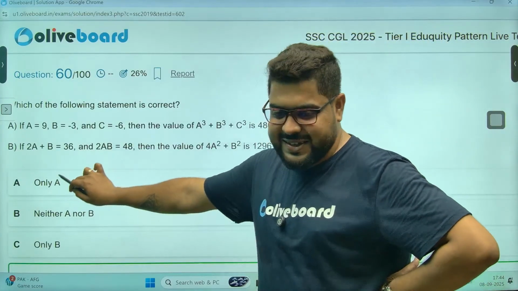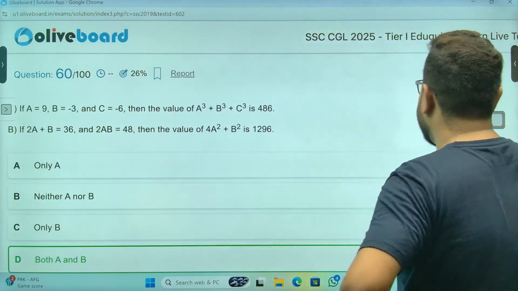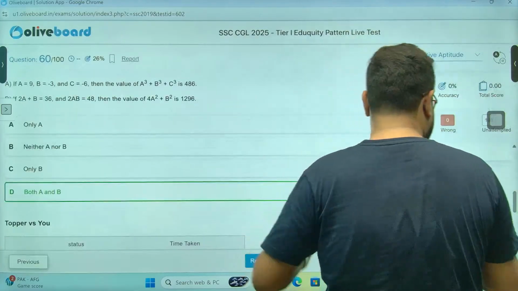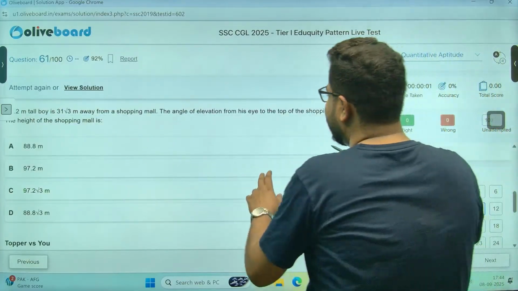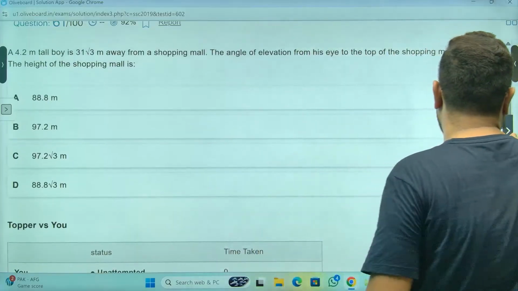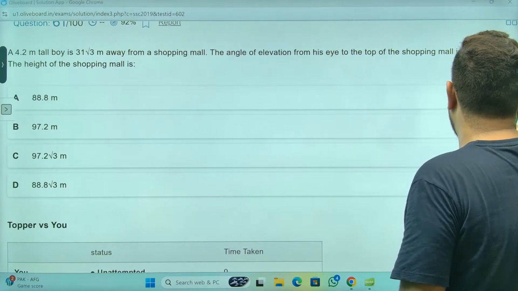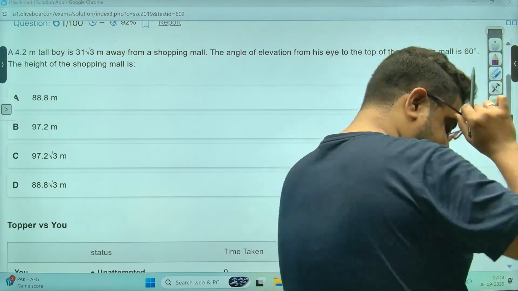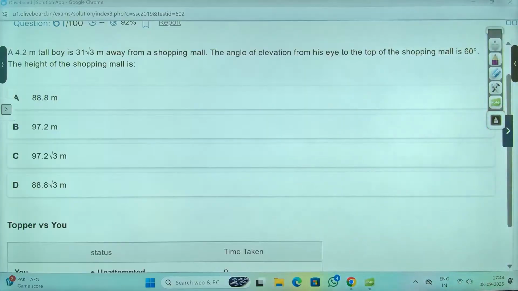Only A is the answer. So please correct it. I'll ask the content team to correct it. There is a little mistake. Okay. Again, everybody makes a mistake. There was a mistake from the content team. Just give me a second. I'm sweating too much. Just give me a second.